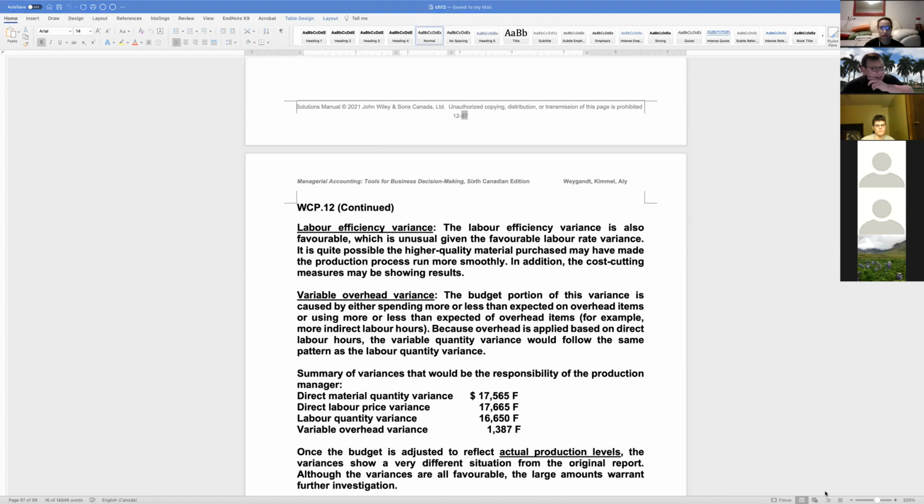So what happened is we have a favorable variance of 16,065,650,000 favorable variance. Okay, why is that? Because the amount of the direct labor hours is smaller compared to the standard. Okay, compared to the standard. So that's this part.